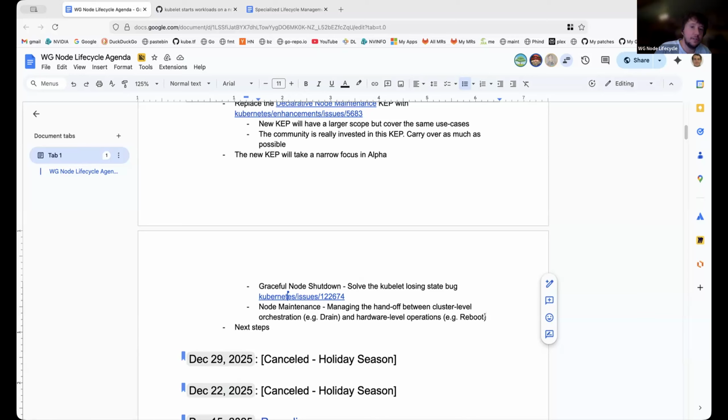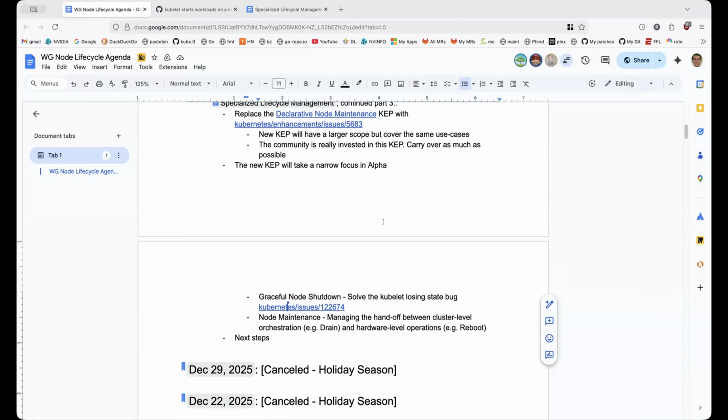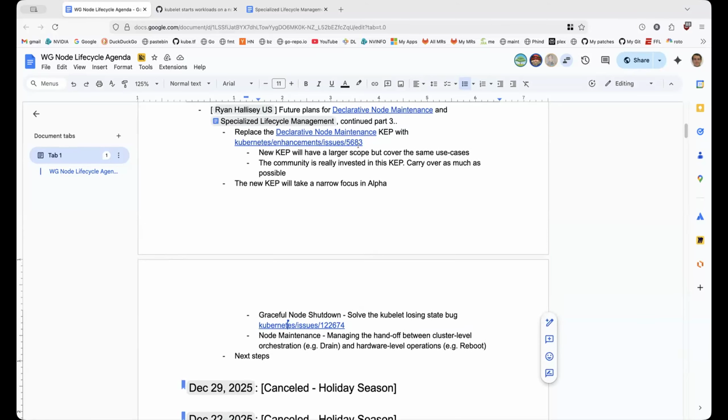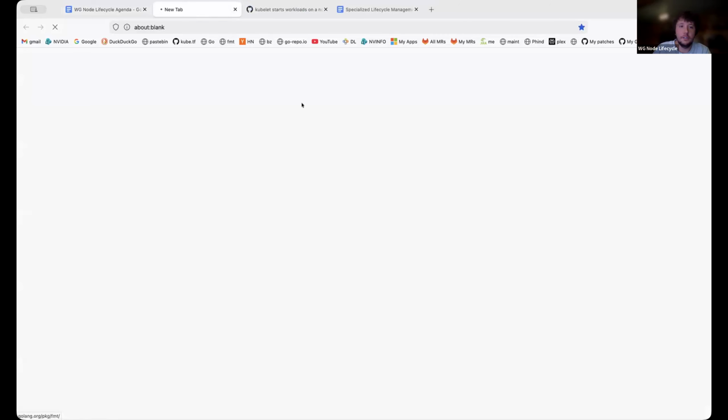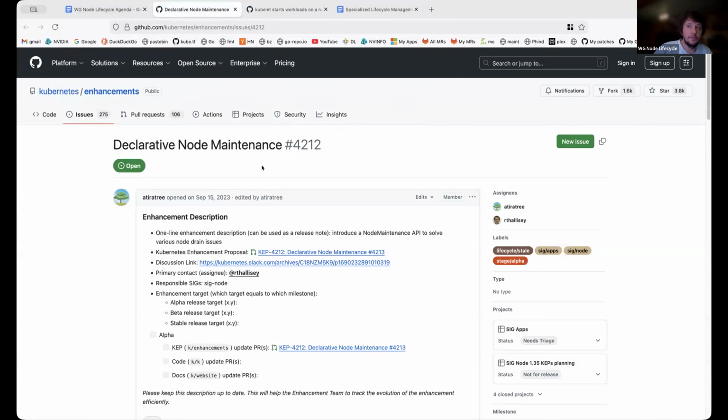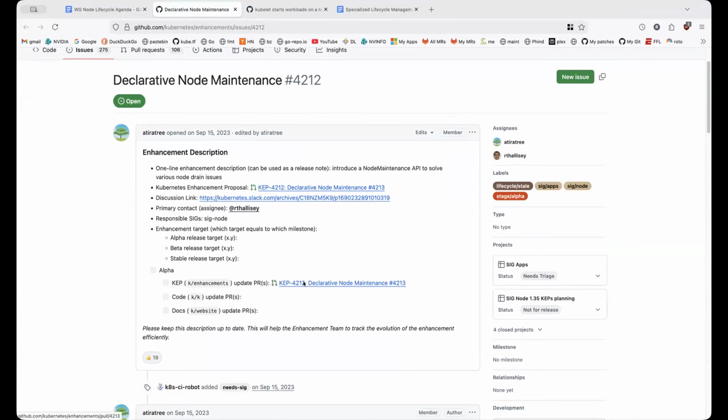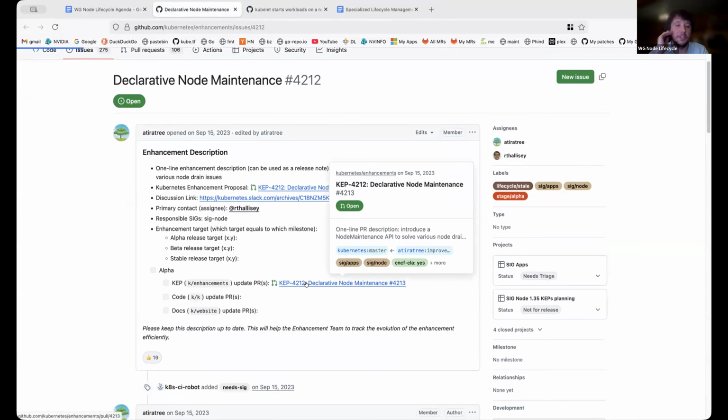Yeah, I think it's fine to focus on this for alpha, but with regards to graceful shutdown, we need to have a plan forward for the other bugs we have, for example, the one with the daemon sets. Do you have that bug? I've lost the counting of some of these things. Is it in here, or maybe it's in the declarative node maintenance? Yeah, if you go through that, you can find it. Okay, let me make sure I get that one. We also have Peter here.